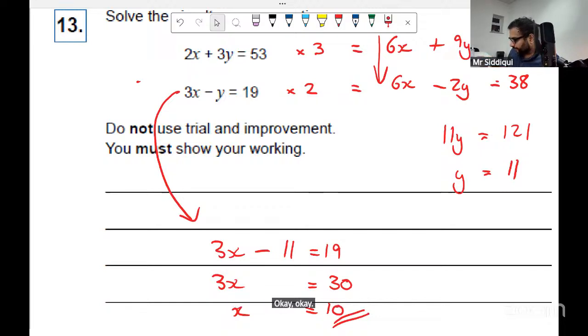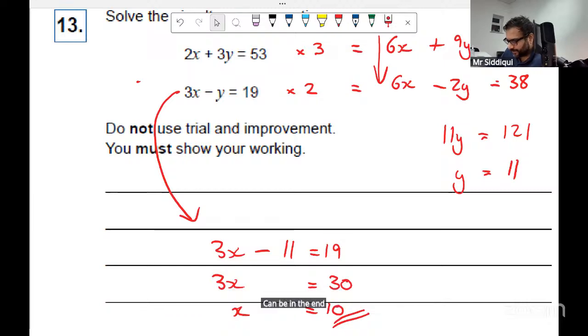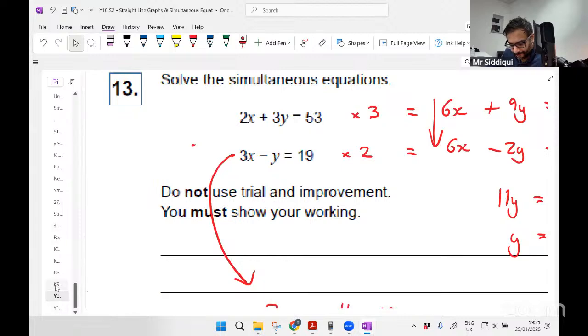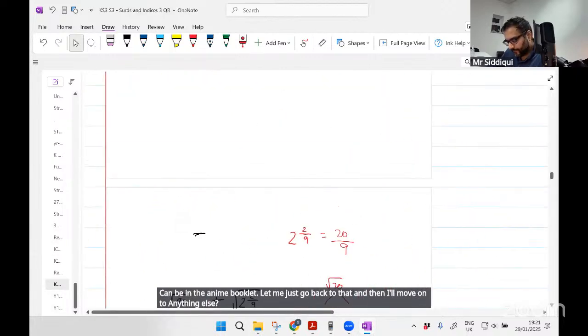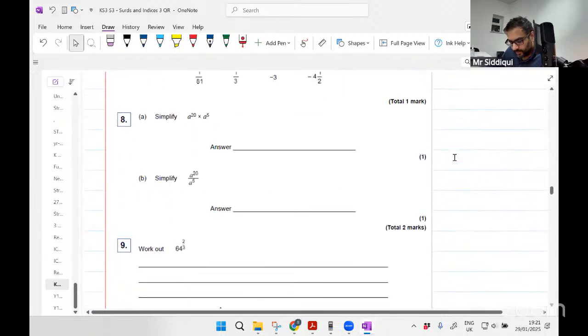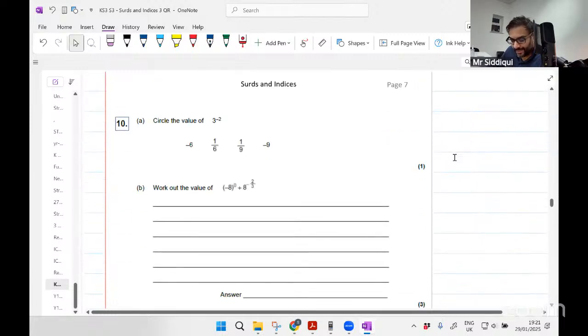Okay. Let me just answer any of the questions from the Surds and Indices booklet that are left. 10B in the year 9 booklet. So let me just go back to that, and then I'll move on to anything else. 10B. Sorry, I got confused. 10B. Right, this one.